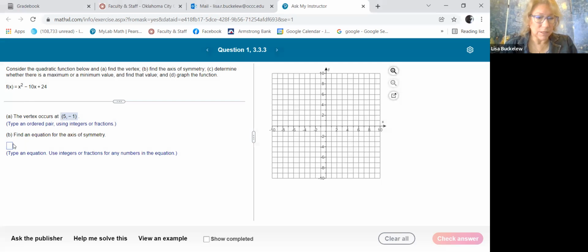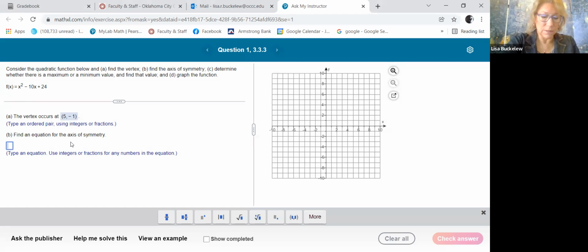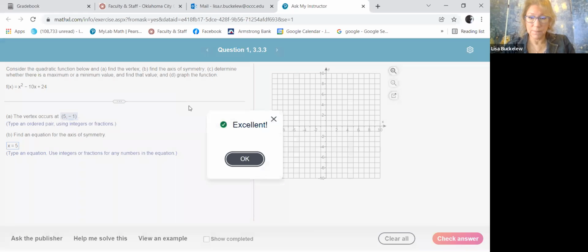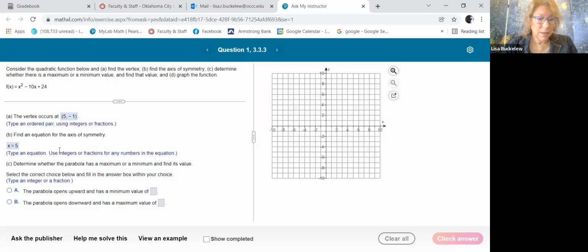Okay. The equation for the axis of symmetry is always going to look like x equals, and what was the h value? 5. Because it's a vertical line, it cuts through the middle of the graph. Every point on the line has to have the same x value, and since (5, -1) is on that line, that's the x value that we're looking at.